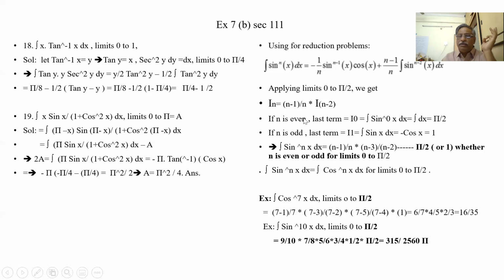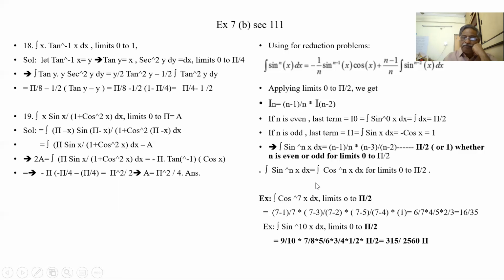Even, odd. So when I take n minus 1 by n, n minus 3 by n minus 2, n minus 5 by n minus 4, finally I am getting 1 by 2. That means n is even. If n is even, then n minus 1, n minus 3, n minus 5, n minus 7 are odd, so I am getting 1 by 2 as the last multiplication. That means pi by 2 is the balance integration. Okay, let us go for the examples.